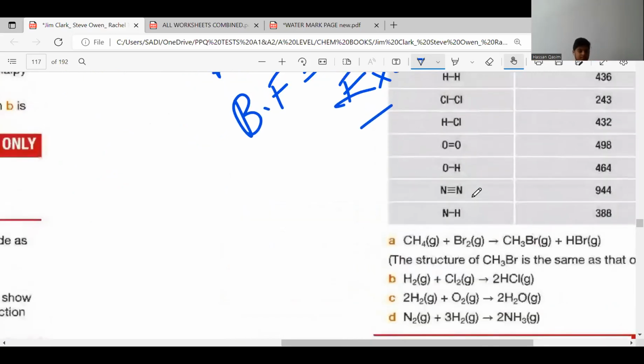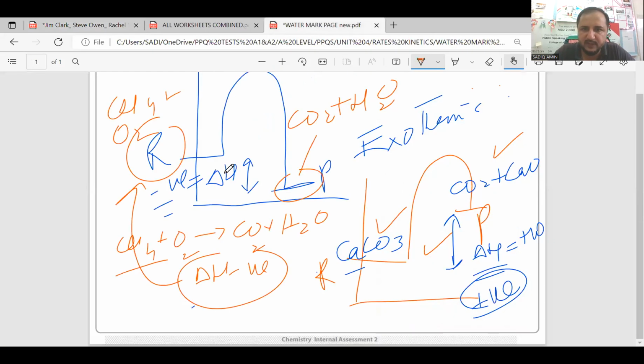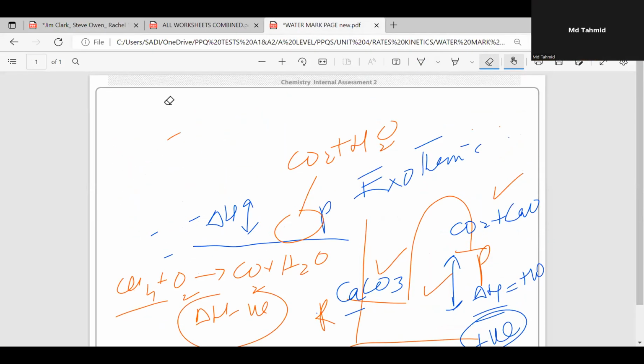I'm just picking one of these equations now. We have CH4, the reactant side, and we have the product side. Now, what is happening on the reactant side? On the reactant side, there's always bond breaking, and on the product side, there's always bond formation. Are you with me, everyone?